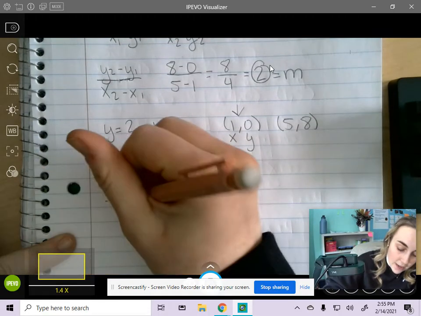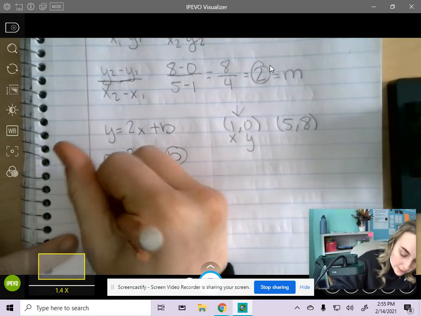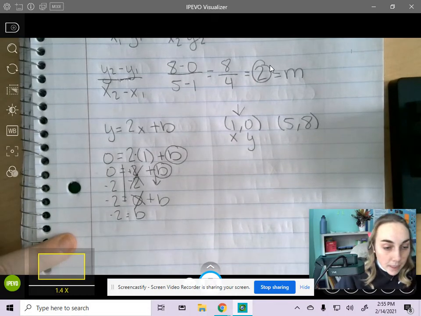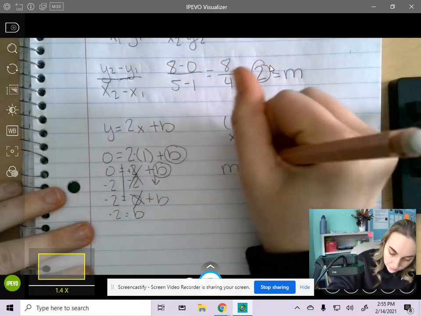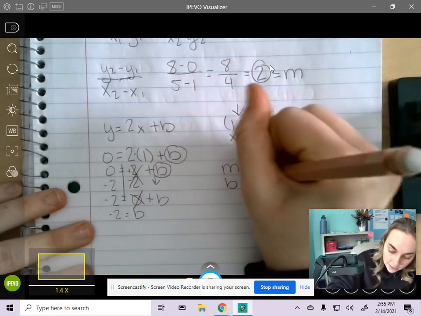Again, you don't have to have 0. So that means negative 2 equals b. So we have our y-intercept. Our slope is 2. Our y-intercept is negative 2.